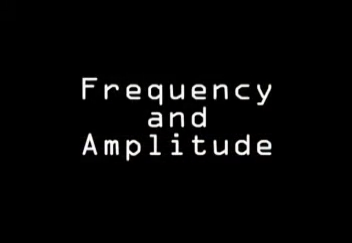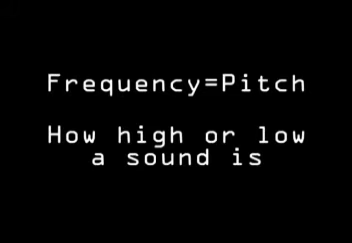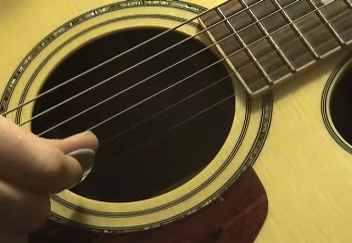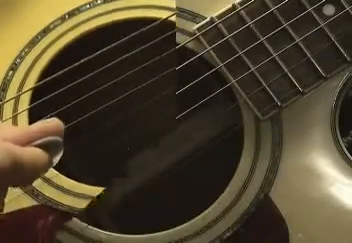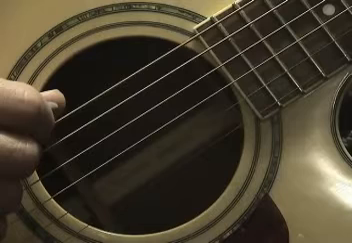Two of the basic properties of sound are frequency and amplitude. Frequency can be thought of as the pitch of the sound, or how high or how low it is. Amplitude can be thought of as the volume of the sound, how loud or how soft it is. The first string on a guitar is very thin and makes a high sound. The sixth string on a guitar is very thick and makes a low sound.